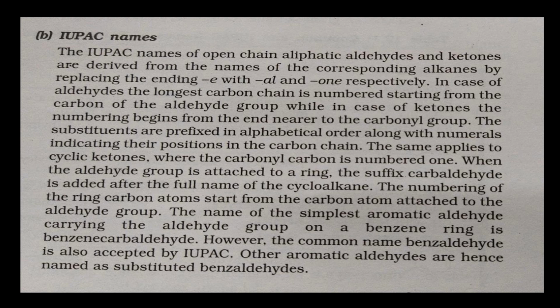Second one is IUPAC names. The IUPAC names of open chain aliphatic aldehydes and ketones are derived from the names of the corresponding alkanes by replacing the ending "e" with "al" and "one" respectively. In the case of aldehydes, the longest carbon chain is numbered starting from the carbon of the aldehyde group, while in the case of ketones, the numbering begins from the end nearer to the carbonyl group.